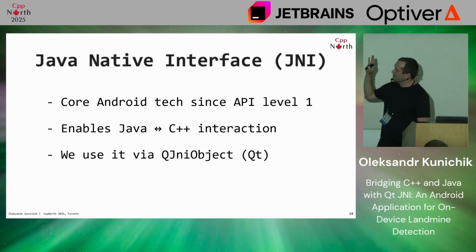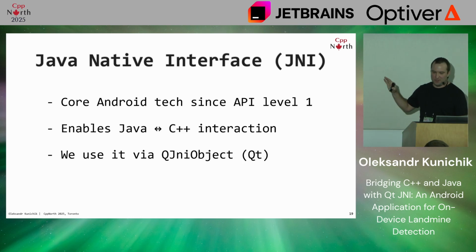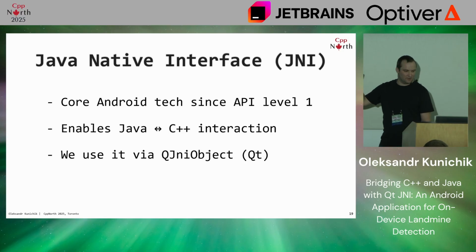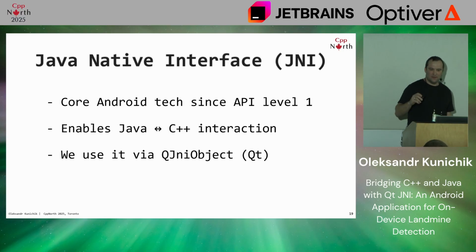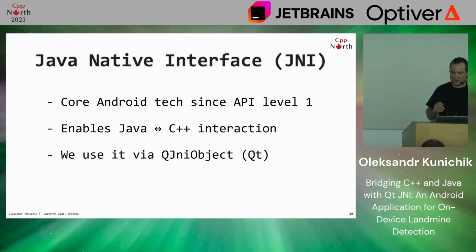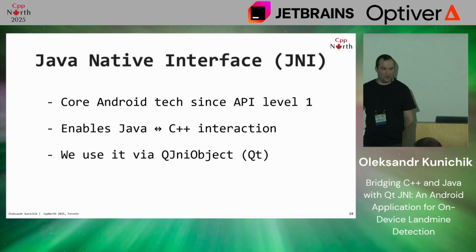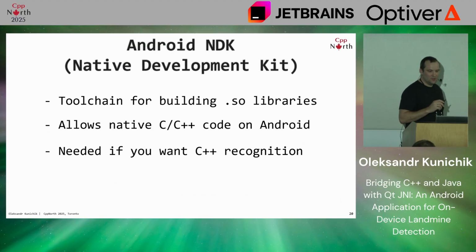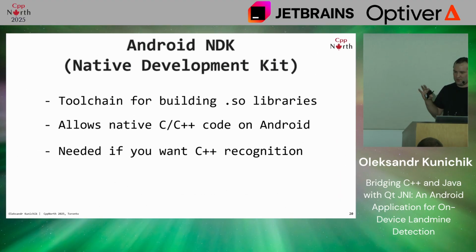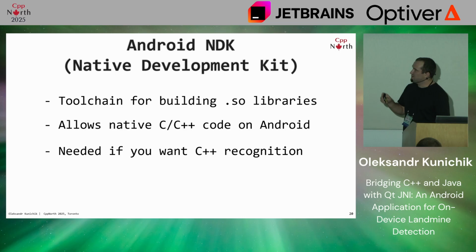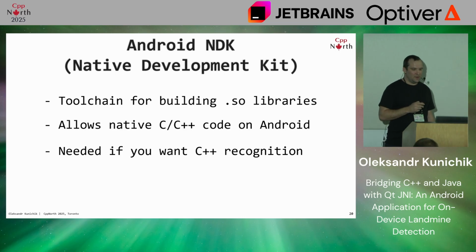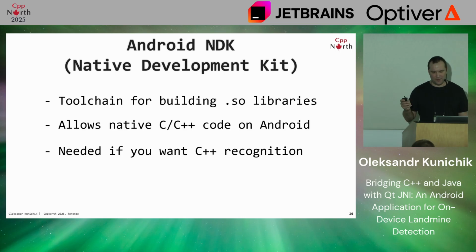First, let's define JNI. It's the Java Native Interface, Android's bridge between Java and C++, and vice versa. It's been there since API level 1, and we access it through the Qt JNI object wrapper. If you want pure C++, you also need the NDK, the Native Development Kit. But even then, you still need JNI for Android APIs: camera, storage, permissions.